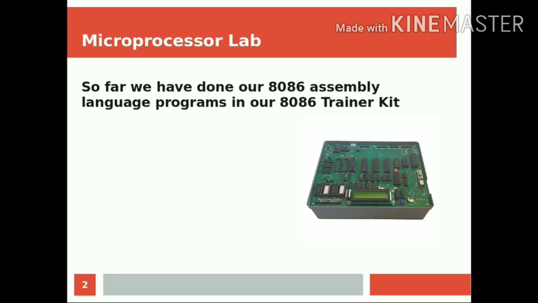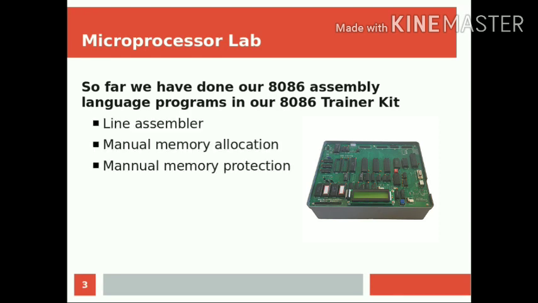So far we have done our 8086 assembly language programs in our 8086 trainer kit. In this case we will specify a starting address and then we will enter our assembly language program line by line. The trainer kit available in our lab contains a line assembler, and that line assembler will assemble each line and then generate the corresponding machine code, and that will be stored into the memory.